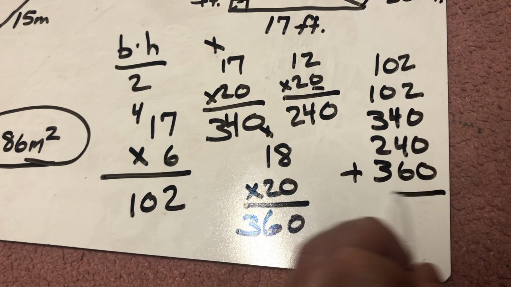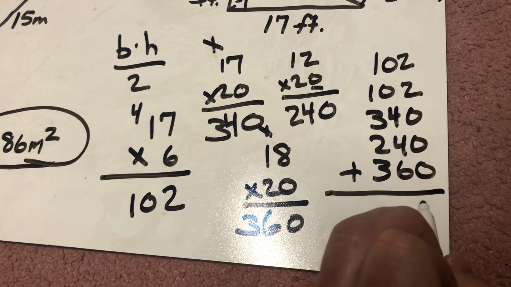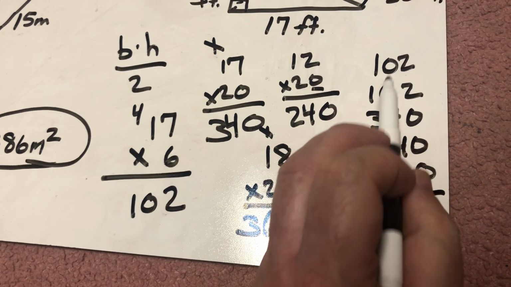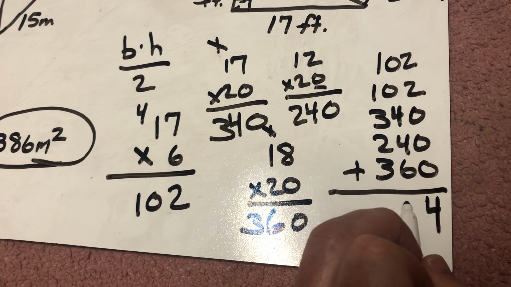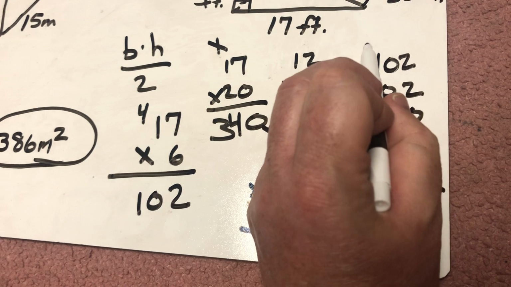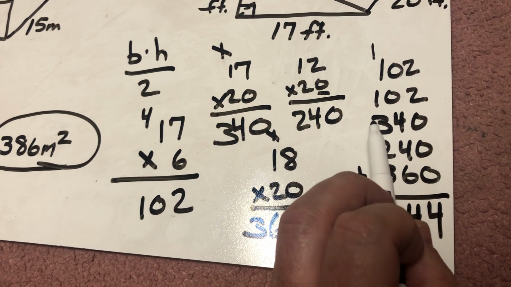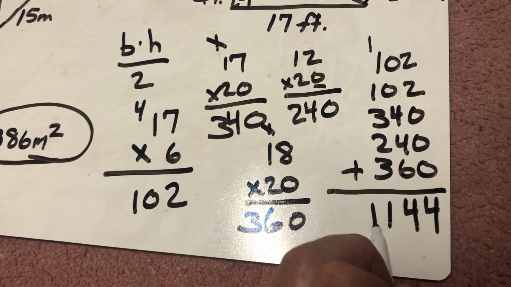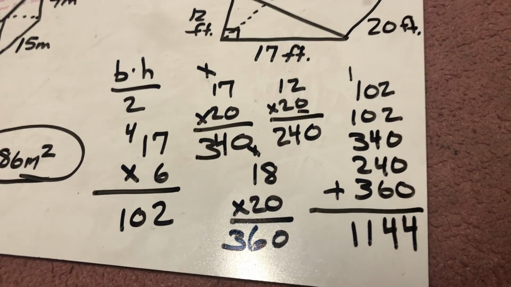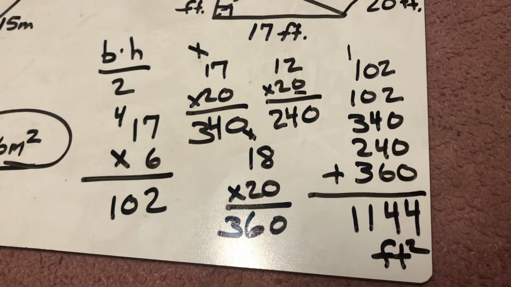Go ahead and add all those together. 2 plus 2 is 4. All the zeros make 4. 0, 0, 4 plus 4 is 8. Plus 6 is 14. Put the 4 down, carry the 1. 1 plus 1 is 2, plus 1 is 3, plus 3 is 6, plus 2 is 8, plus 3 is 11. 1,144 square feet.